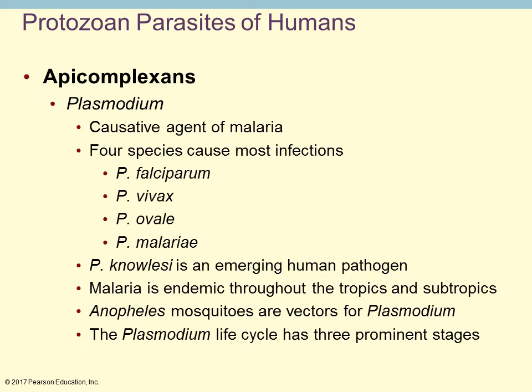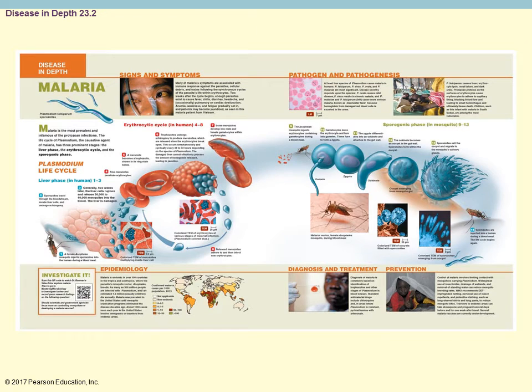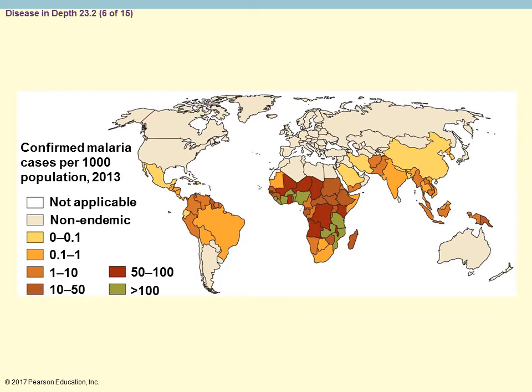This includes Plasmodium, which is causative agent of malaria. Malaria is endemic throughout the tropics and subtropics, and it is a very specific type of mosquito that acts as the vector. This goes through and shows, once again, the life cycle. This map is showing where malaria, the number of cases where the outbreaks were. And as we mentioned just a bit ago, in the tropics and subtropic areas.